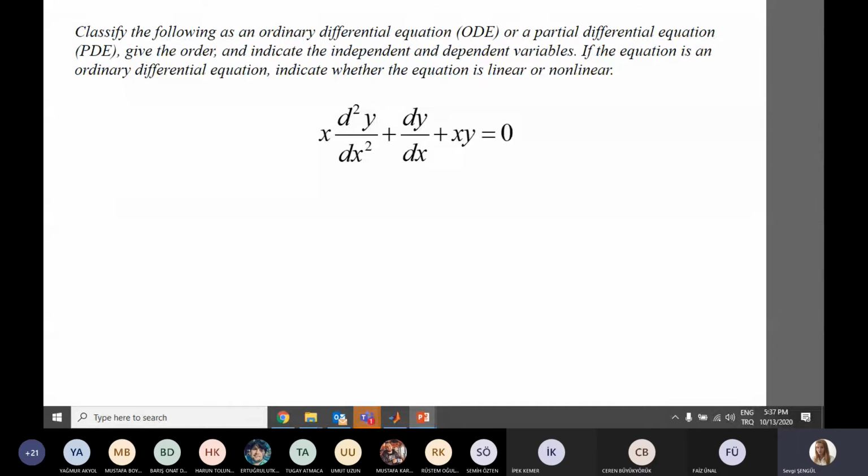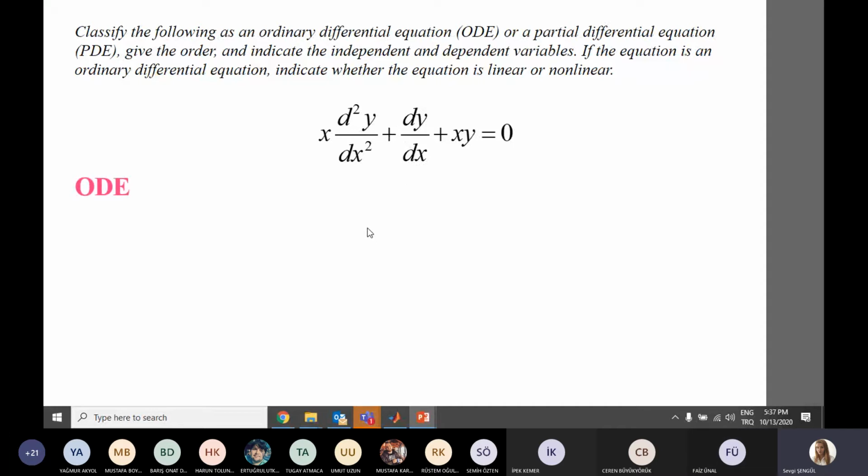For ODEs, you have d's. For PDEs, you have delta, which means that for ODEs your independent variable is only one. As you can see here, you have only x as an independent variable. Look at the denominators, and that's why this is an ODE. We have only x as an independent variable, only y as a dependent variable, and our derivatives are normal derivatives. So that's why it is an ODE. Is it clear?